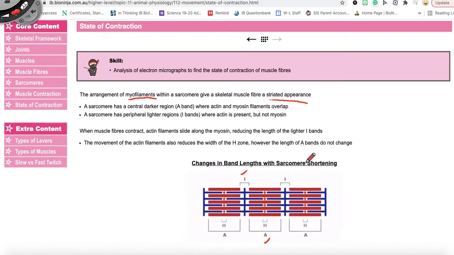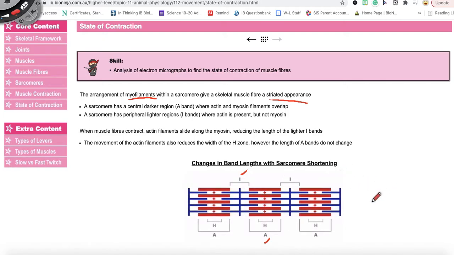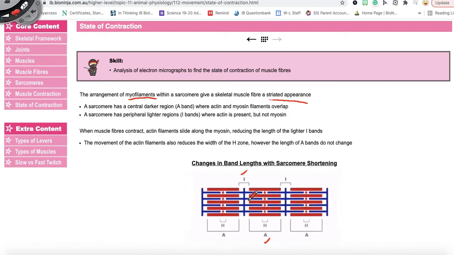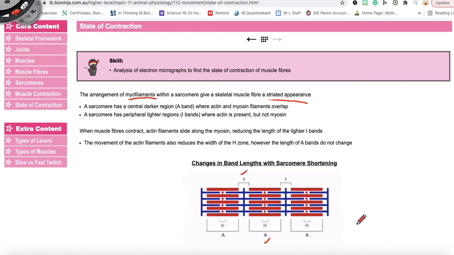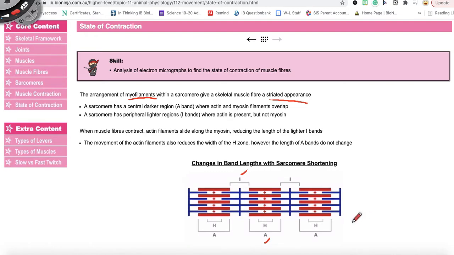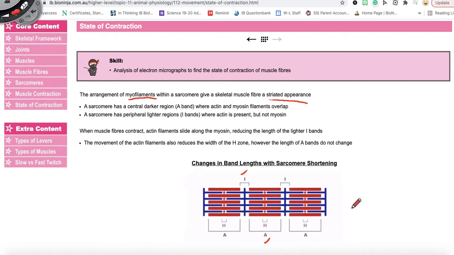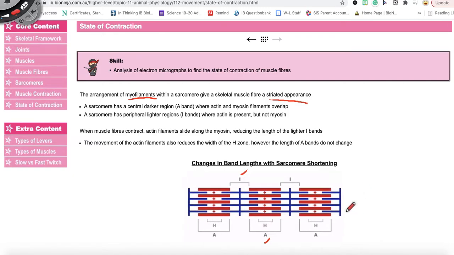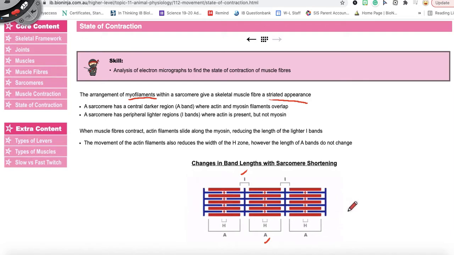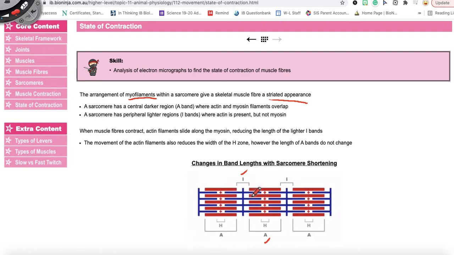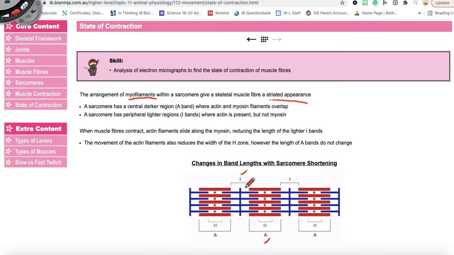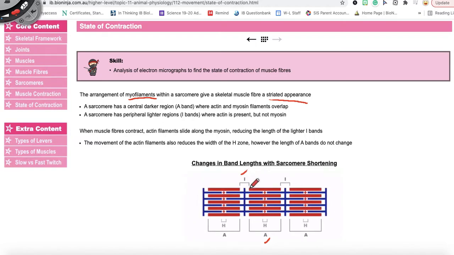When you see the sarcomere shortening, or the muscle contracting, you see the actin filaments, those blue lines, sliding past the myosin. In the muscle contraction video, we saw the sliding filament theory. But notice that when the sarcomere contracts or shortens, that also reduces the length of the I bands. As the actin slides past the myosin, the length of the I band is reduced.